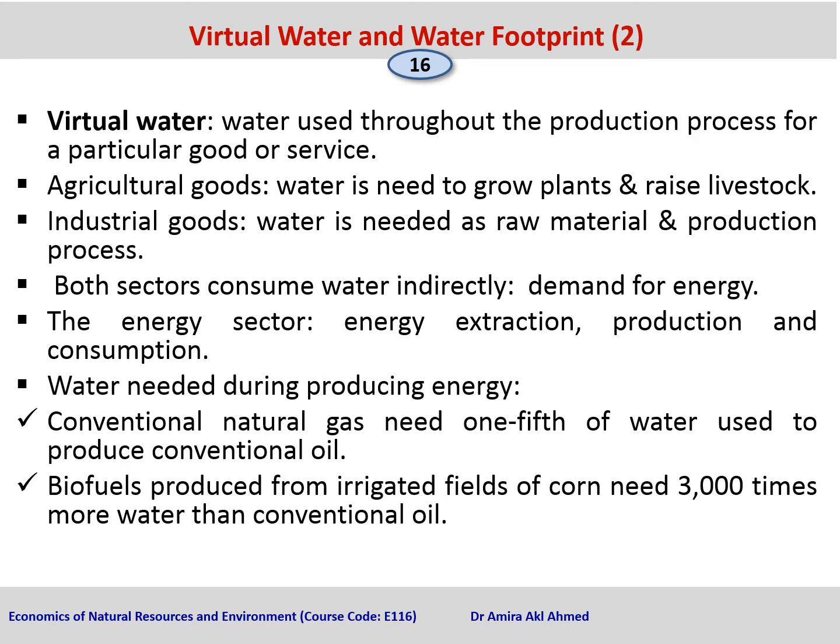The energy sector uses water at all stages of energy extraction, production, and consumption. Conventional natural gas is the least water-intensive fuel, using only 1/5 as much water as conventional oil. Biofuels produced from irrigated fields of corn require 3,000 times more water than conventional oil.